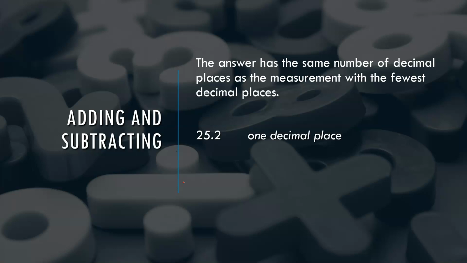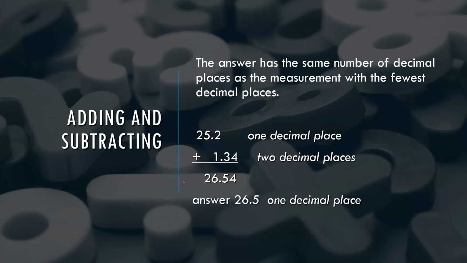So if we have the number 25.2, that has 1 decimal place. If I'm going to add the number 1.34, which has 2 decimal places, if I punch that into my calculator, it's going to tell me 26.54. But that doesn't follow the rules of significant figures. A correct answer would be 26.5 because my least certain measurement only had 1 decimal place on it. That makes sense?